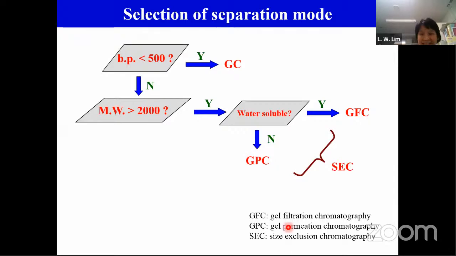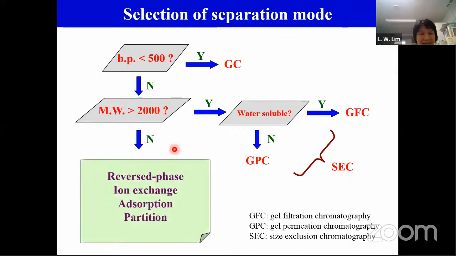I will share this SEC in our class next week. So today, we are going to talk about how we separate small molecules with molecular weight less than 2000. In this case, there are a lot of separation interactions, but one of the most popular ones is the reversed phase. And secondly is the ion exchange, absorption, and partition.